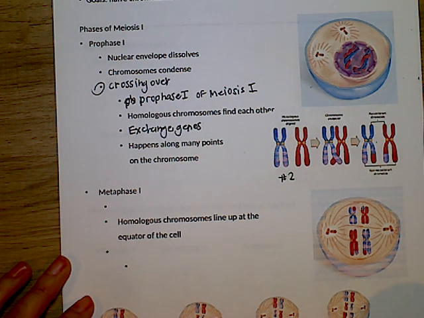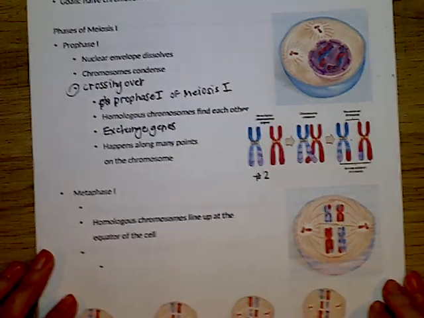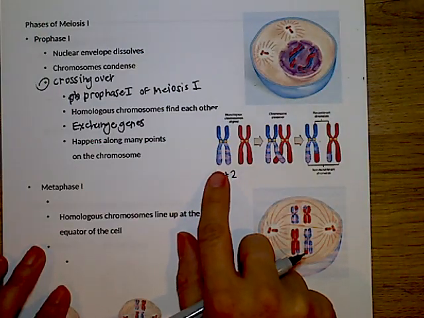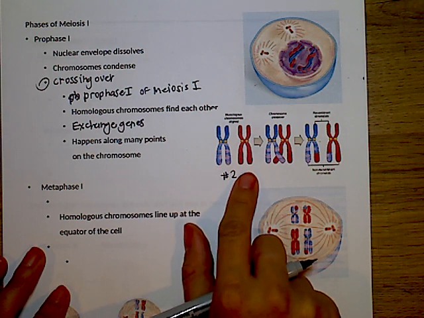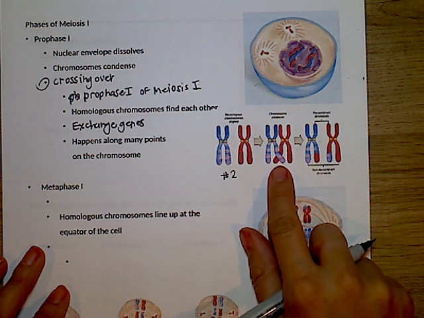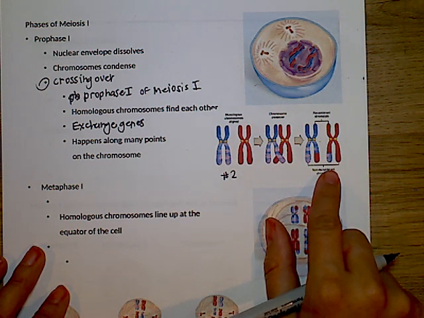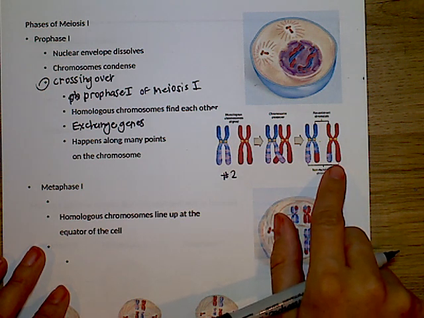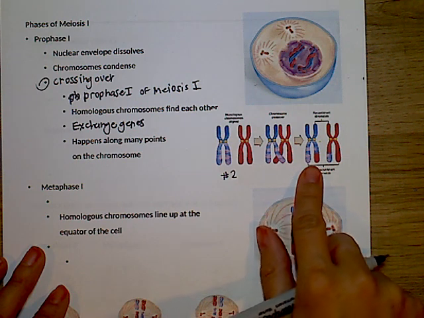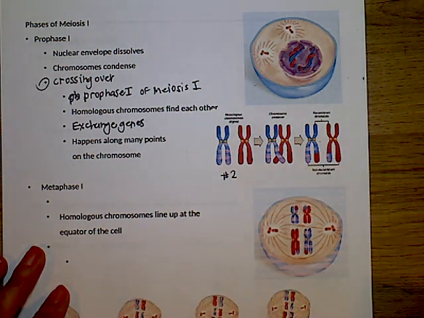And this will happen at many points along the chromosome. So here we have our homologous pairs aligned, and just always assume that blue is from dad, red is from mom. And you can see they're literally kind of crossing over here. And then we have 2 recombinant chromatids. So the dad picked up a piece from the mom.